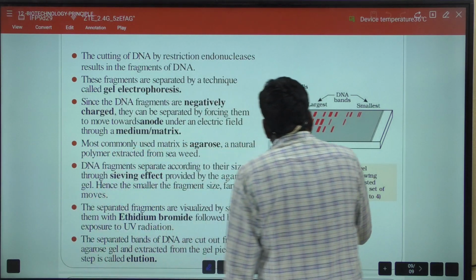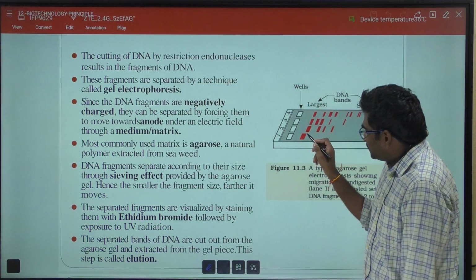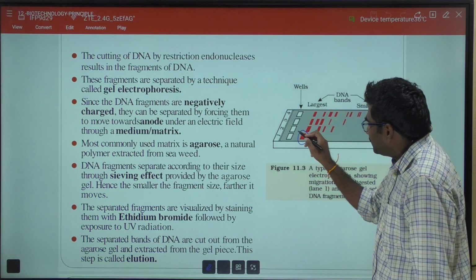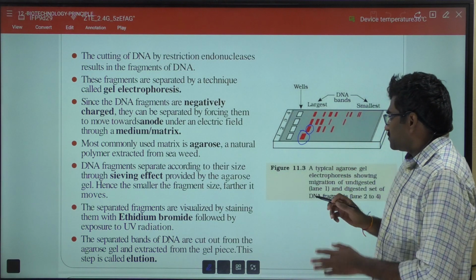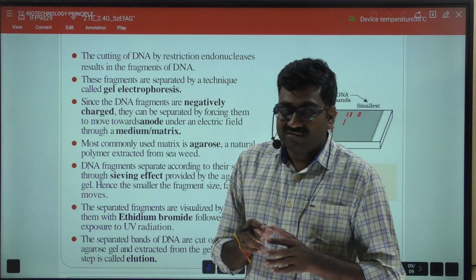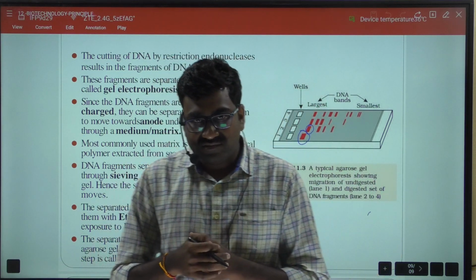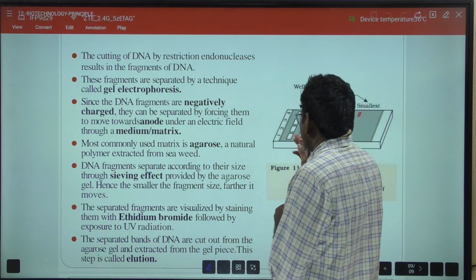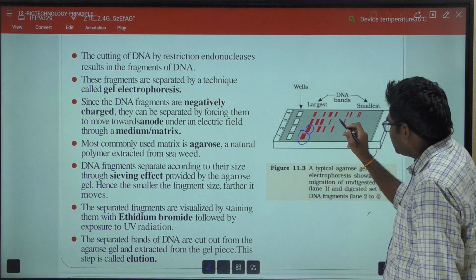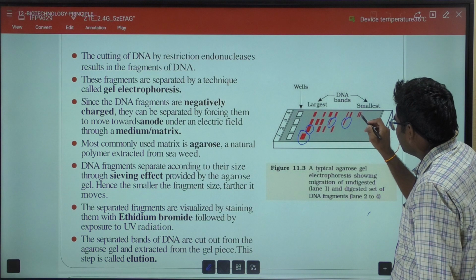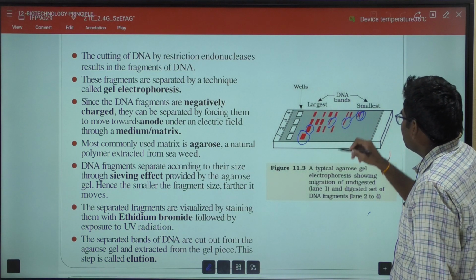So here this is a larger fragment. Usually larger fragments are present near the wells. And here these smaller fragments move very fast.